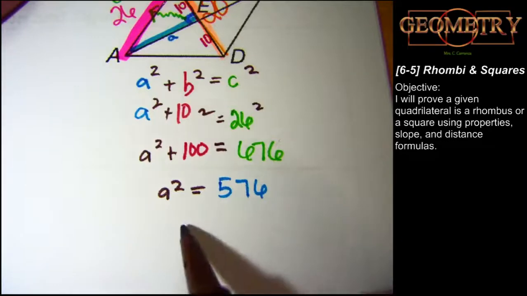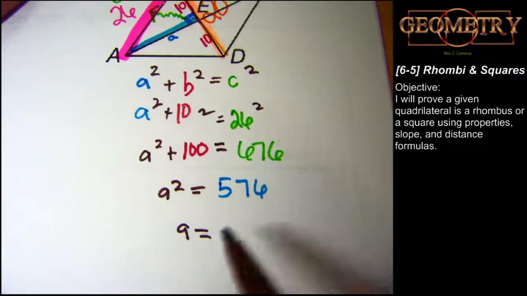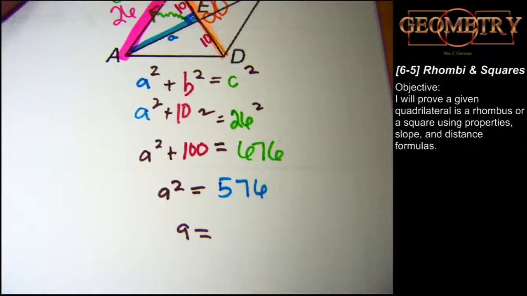And then I need to undo a square power. How do you undo a square power? Beautiful. So I need the square root of 576. Calculator app. Square root this thing. 576, square root. I think it's 24.